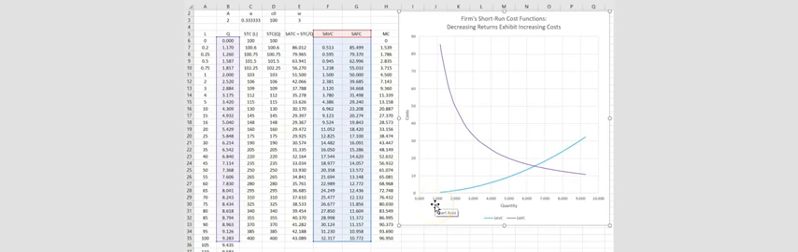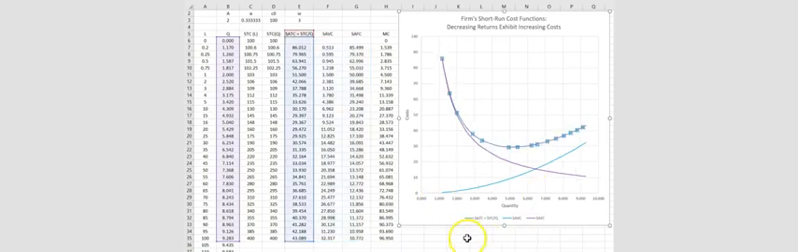The next step is to draw the average total cost curve. We see that we get a U-shaped curve. We are basically adding the average fixed cost to the average variable cost. So think about this level here. When we add this value here, we are basically adding average variable cost to average fixed cost, and that gives us the average total cost.